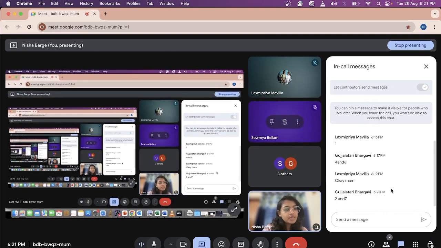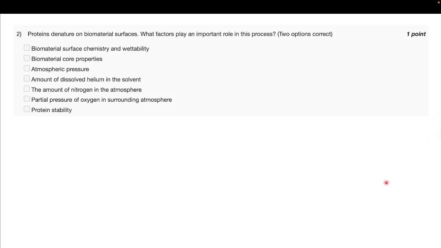Okay, someone is answering 2 and 7. 2 is biomaterial core properties and 1, 2, 3, 4, 5, 6, last, protein stability. Okay, thank you for answering. Anybody else has any other opinion? We'll discuss the answers at the end of a few minutes. Others want to give it a try?